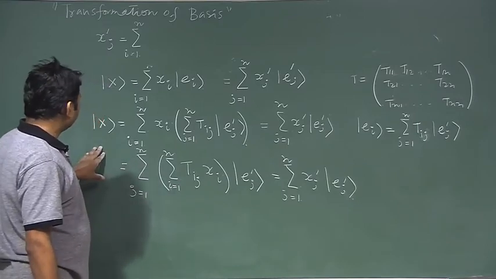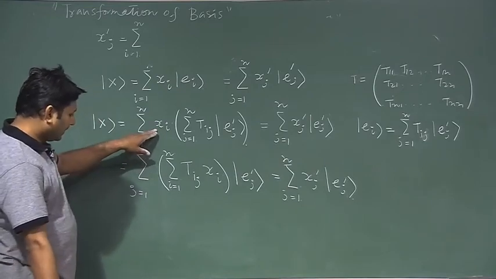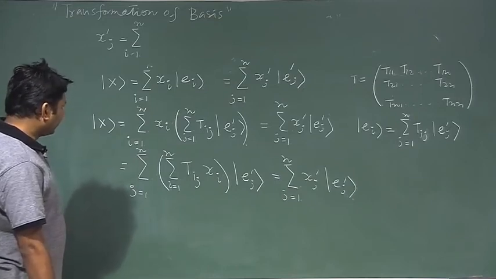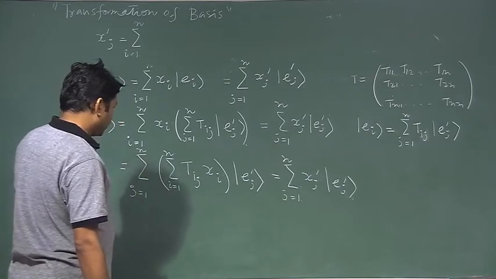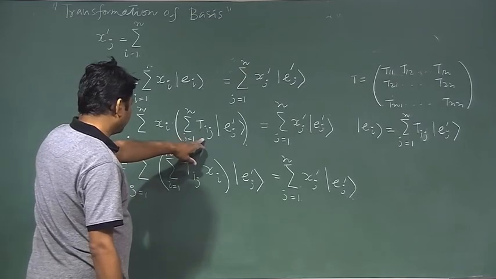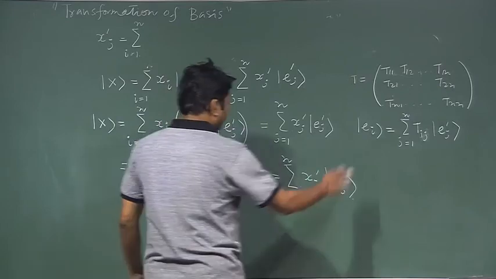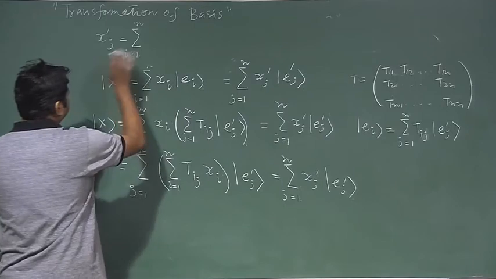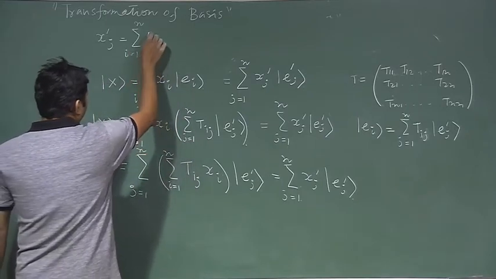Let me check once again whether everything is correct, then I go to the next thing. Summation of Ti, Tj, Ej prime, I just replace this, and Tij, I just replace here, okay, Eij is there. So let me put it here in this form, and then let us try to find out how things are going on.